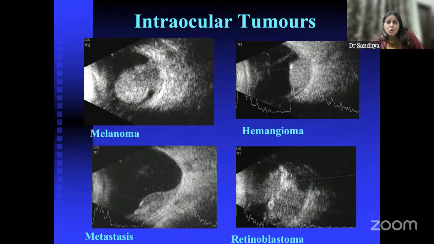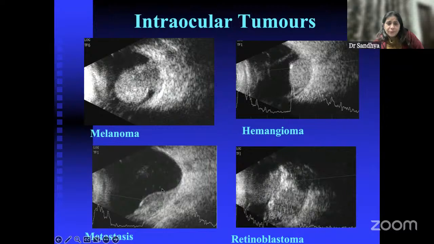So this hemangioma, like you see, the internal echoes are a little lesser, a little lighter as compared to these melanomas. So these are more flat, and you see on the top of these hemangiomas, sometimes they have some specks which are more reflectile. Okay. So this is how we see them.